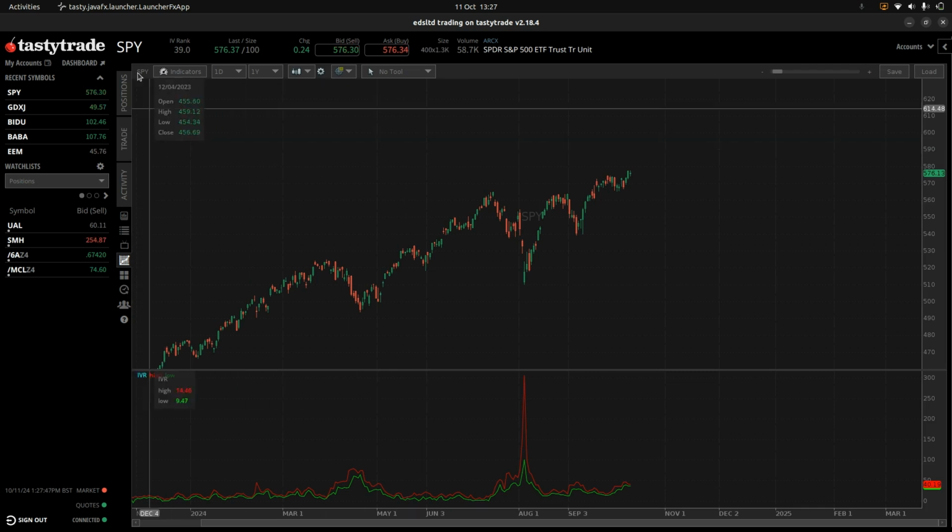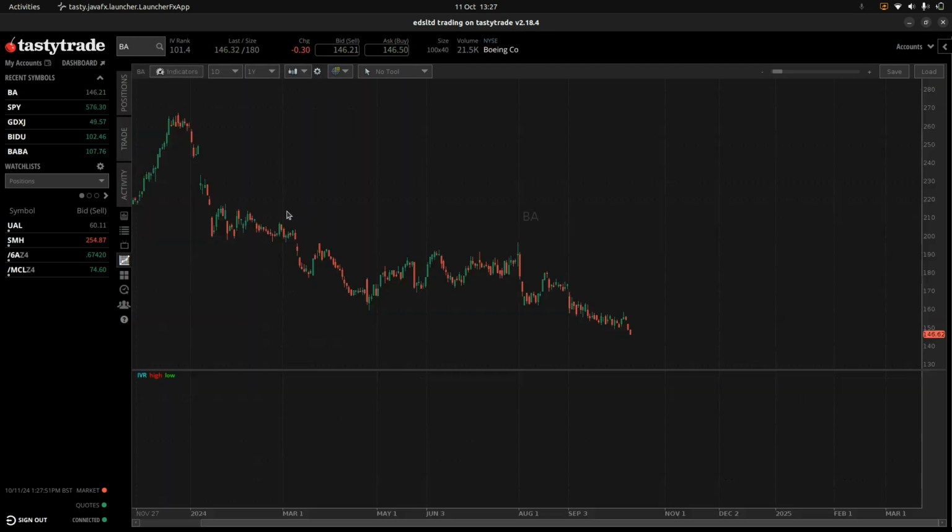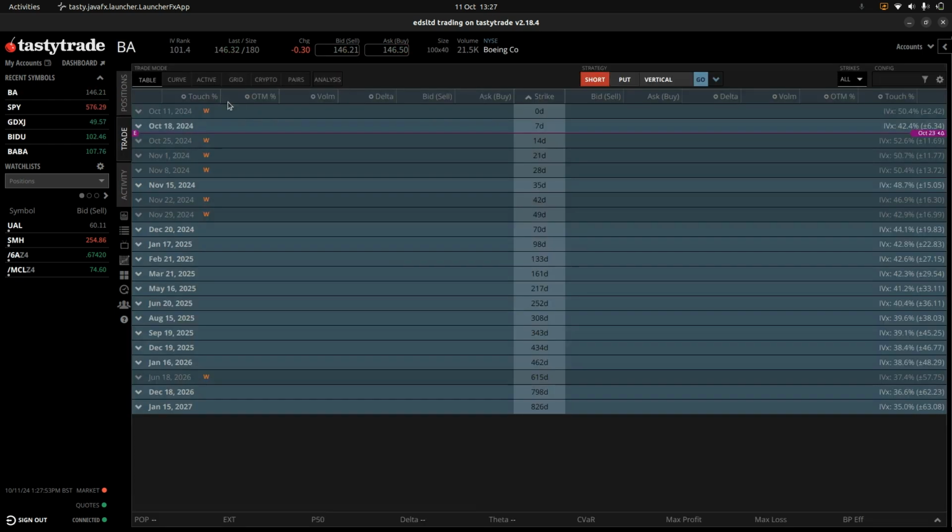So what we want to do is just pull up any equity, say BA, that's fine. And then we want to open up a list of expirations that are available for that underlying. As you can see here, we've got two types of expirations available: weeklies with an orange W, and then everything else is a monthly. So we want to stick with a monthly expiration.